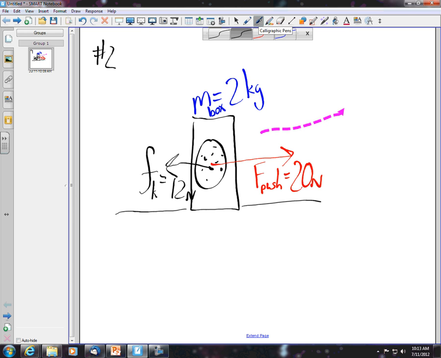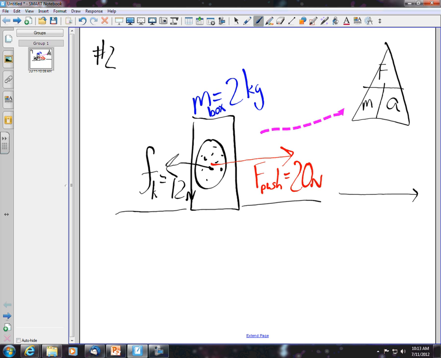Let's see, remind ourselves. Here's our triangle. Force is mass times acceleration. But here we need the net force. So what is the net force? Well, we have a force of the push this way that's 20. Force of friction that way that's 12. The remainder is going to be 8 newtons to the right. So our net or overall force is 8 newtons.